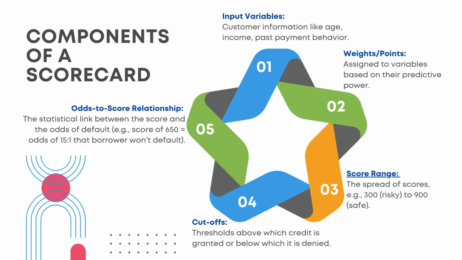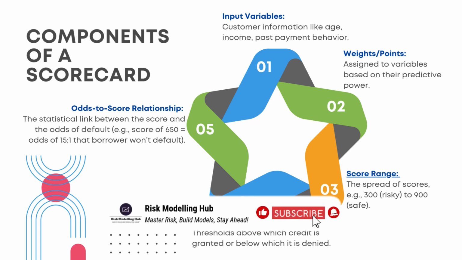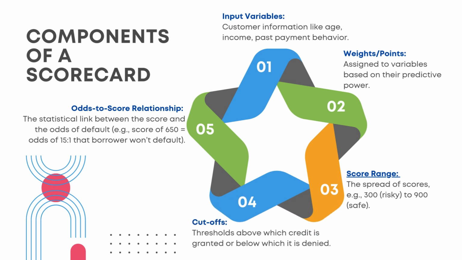Odds to score. It is the relationship that establishes a statistical link between the score and the odds of default. For example, a score of 650 may correspond to 15:1 odds of not defaulting. We can understand this a bit later. Let's move on to the next.